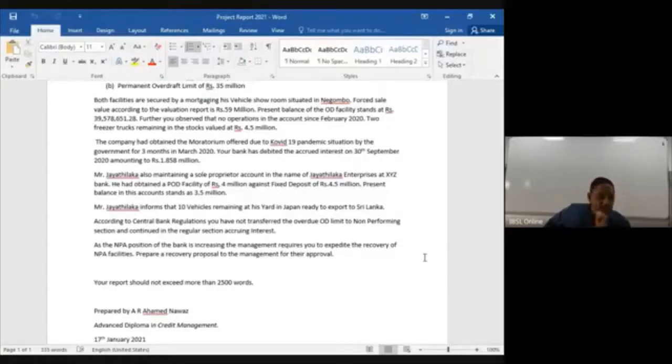Then, for the particular industry, what types of products are involved? Now for this particular customer, what is important? You can see they have some freezer trucks in the stores, so that means he is dealing with freezer trucks. He may be using them in his business. So any suggestion you make to recover this facility could be to divert the product.